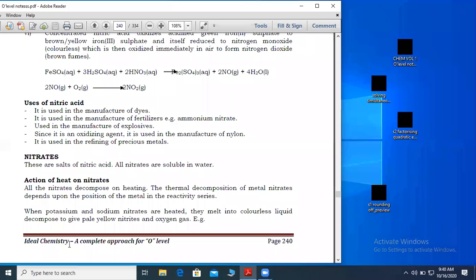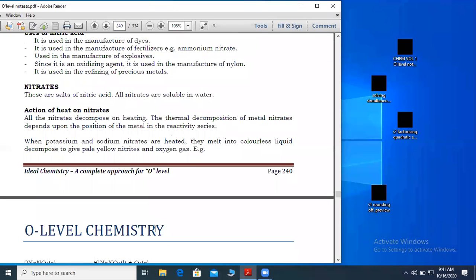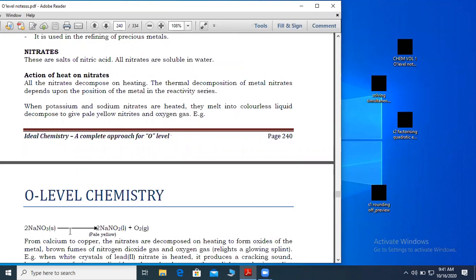Uses of nitric acid: it is used in manufacture of dyes, manufacture of fertilizers like ammonium nitrate. Then it is an oxidizing agent. I want us to look at nitrates. I will only talk about the effect of heat on nitrates. The nitrates of group 1, that is potassium nitrate and sodium nitrate. Note down that when they are heated, they form nitrites.